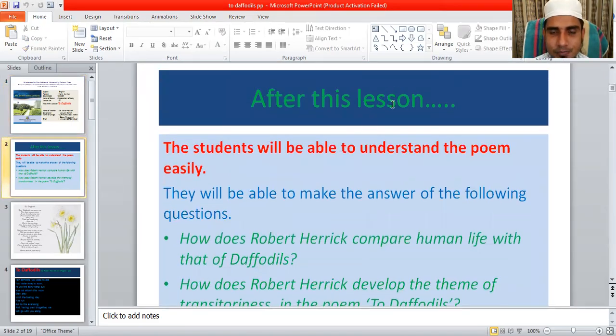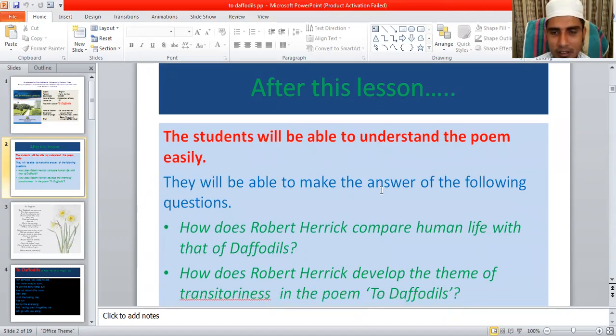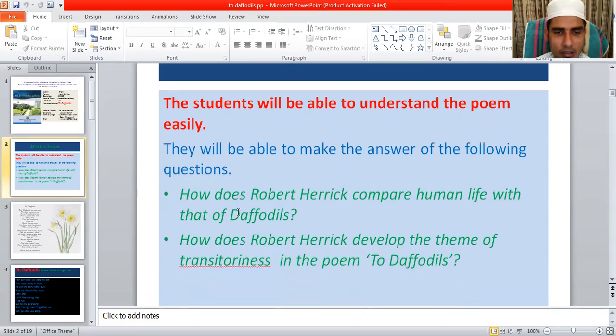If you listen to this lecture attentively, inshallah, after this lesson you will be able to understand the poem very easily. Though the poem is very easy, very simple and very short, you will be able to answer the following questions.